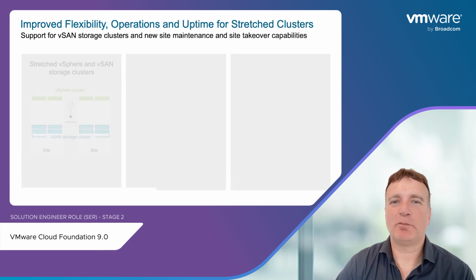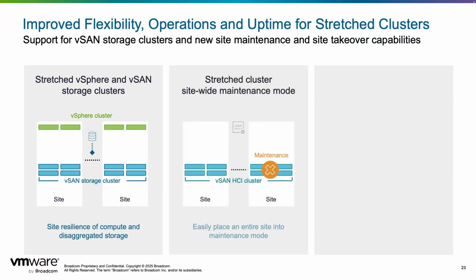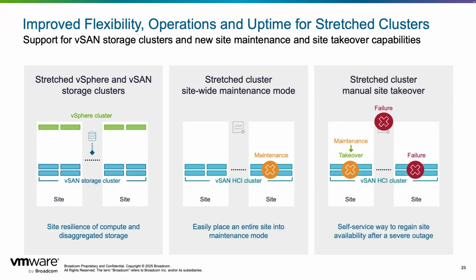vSAN stretch clusters have proven to be a popular topology deployed by a large percentage of our customers. They are an easy and reliable way to achieve site-level resilience without some of the complexities associated with metro storage clusters using storage arrays. For VCF 9, vSAN introduces new features to further improve the flexibility, uptime, and operations of stretch clusters. First is the support of stretch compute clusters, mounting the datastore of a stretch vSAN storage cluster, making stretch clustering for vSphere clusters even easier.